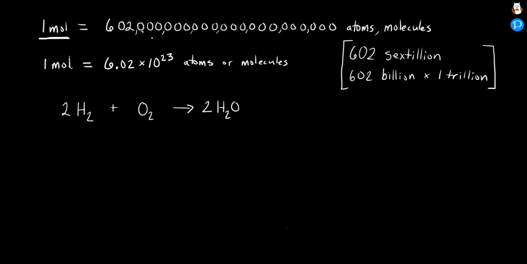So that 23rd, remember, that's how many decimal places that I would have to move from here all the way to here. It's 23 decimal places. And so that's what a mole is, 6.02 times 10 to the 23rd. This is sometimes called Avogadro's number.